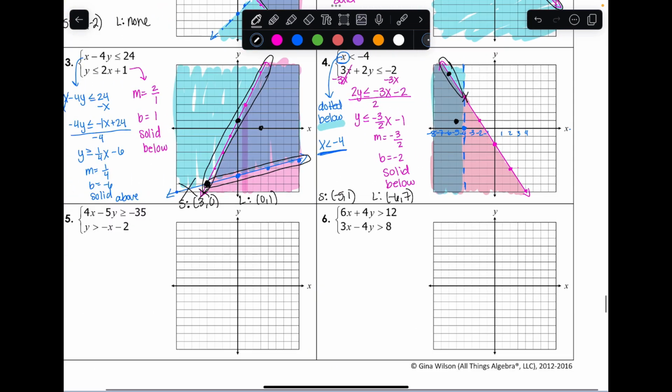Try 5 and 6 on your own. The key will be posted online.